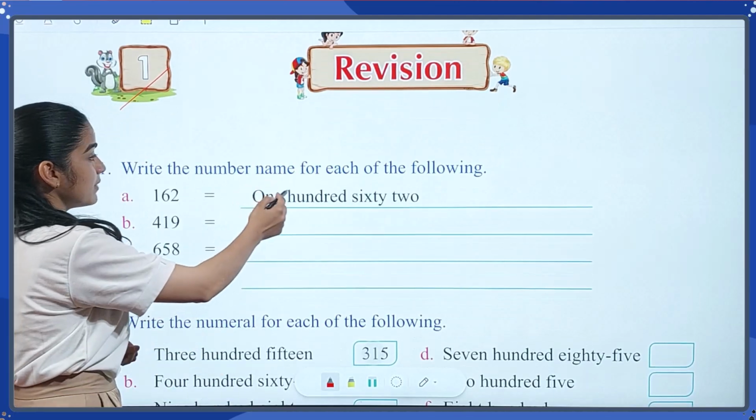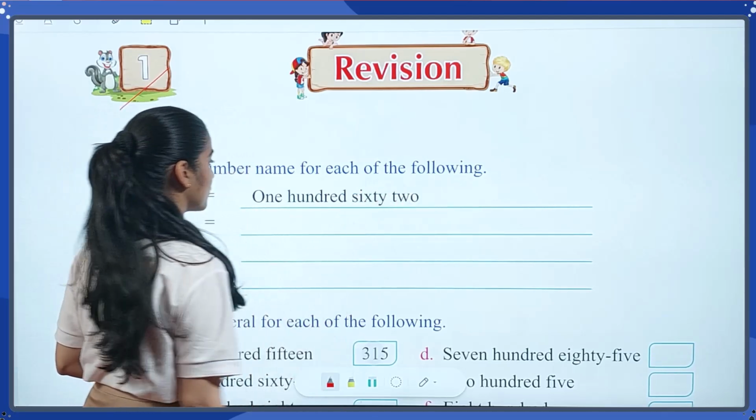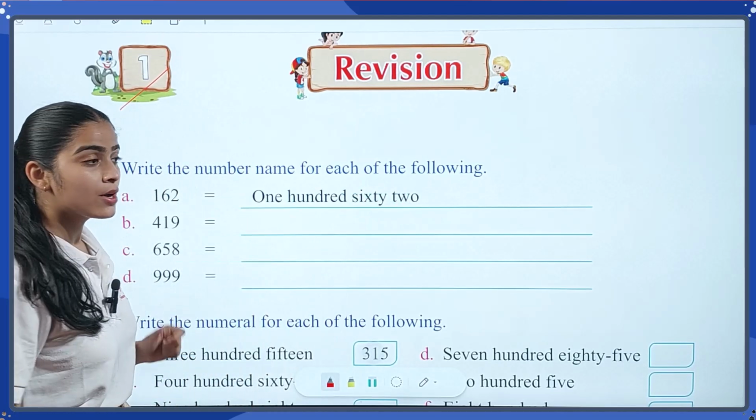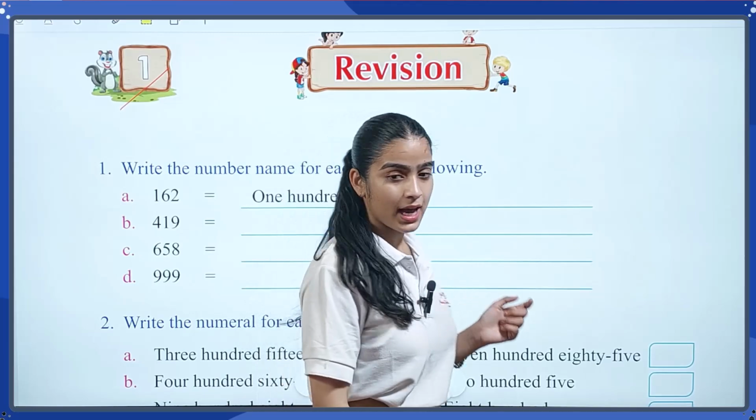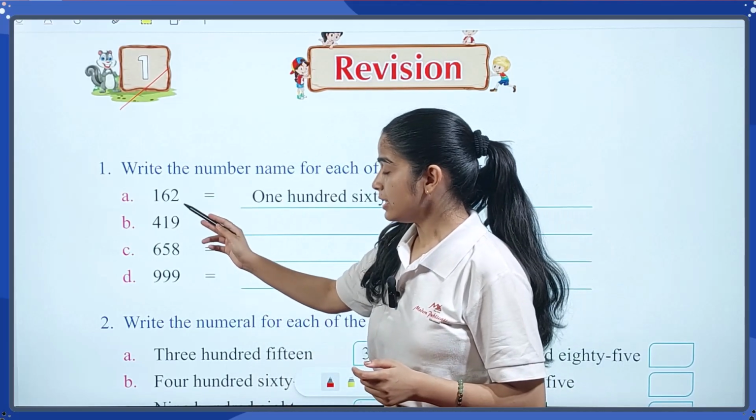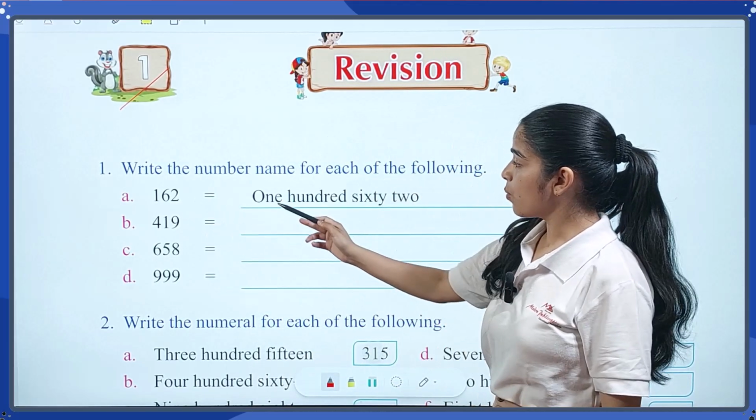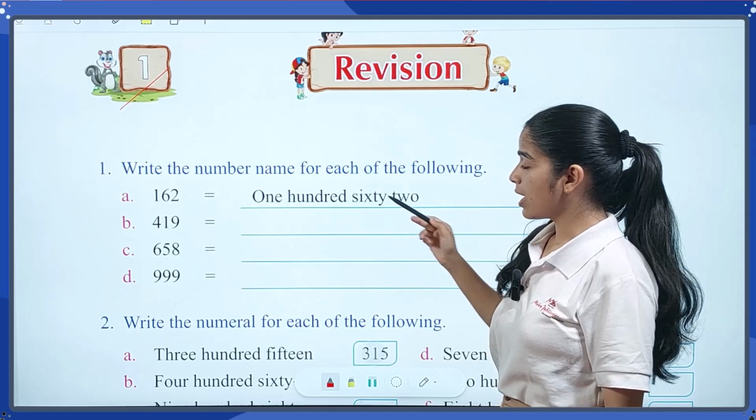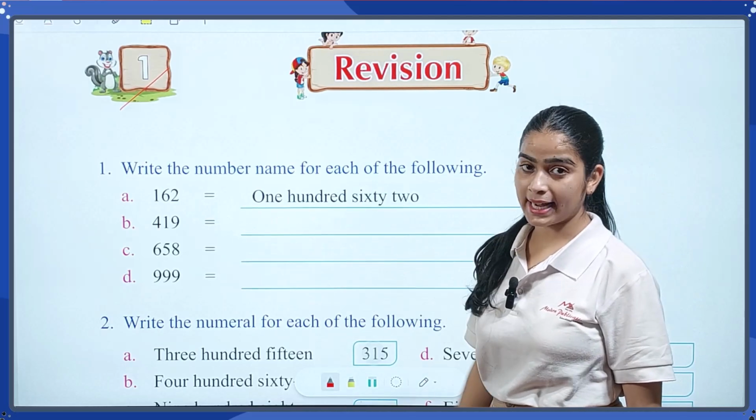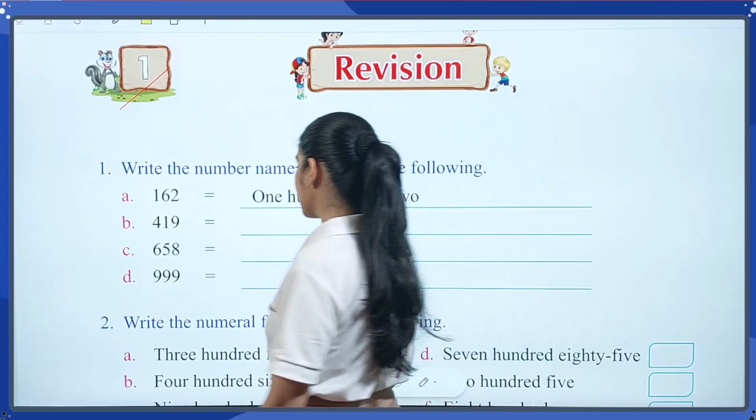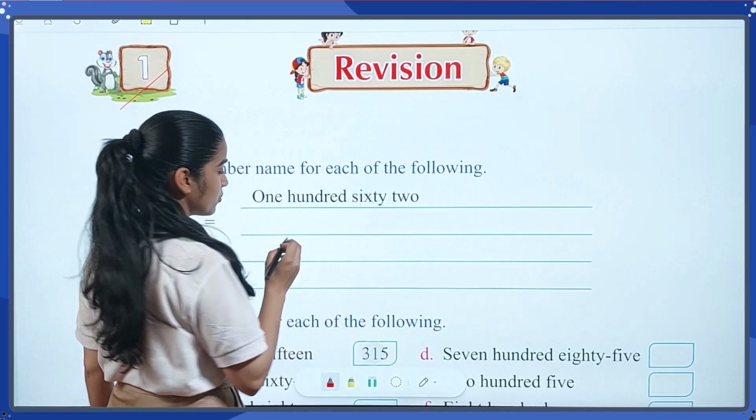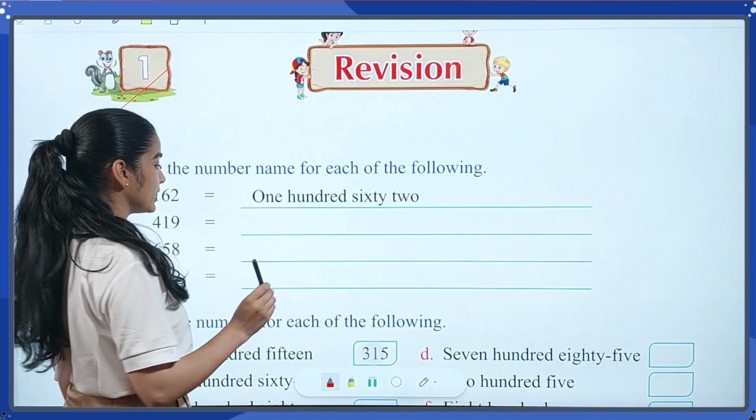Write the number name for each of the following. So we have 162. How can we write 162? 162. Next we have 419. So let's write it together. All of you should also write it with me.